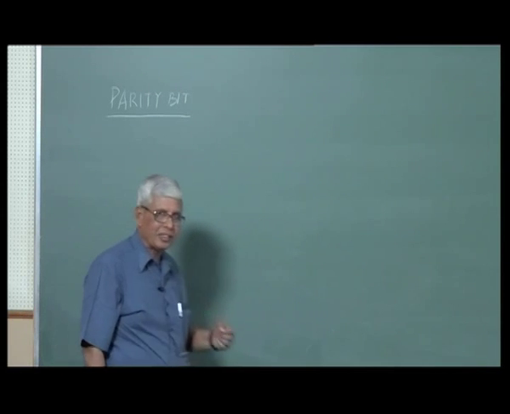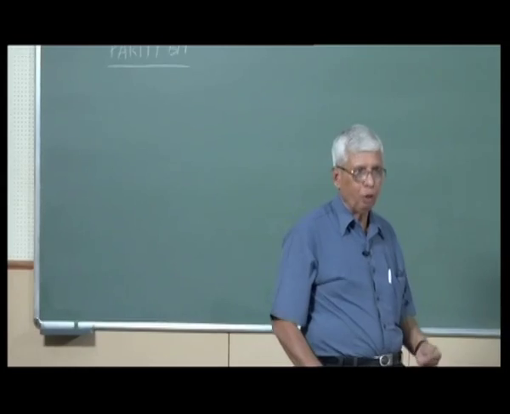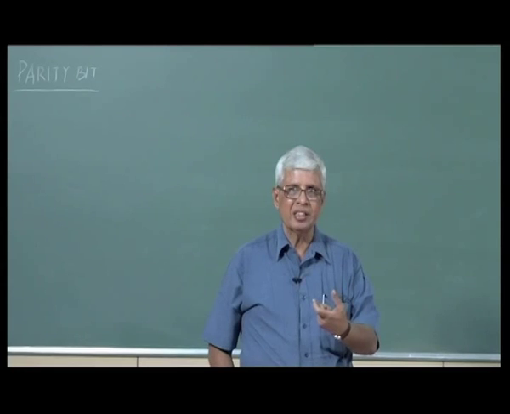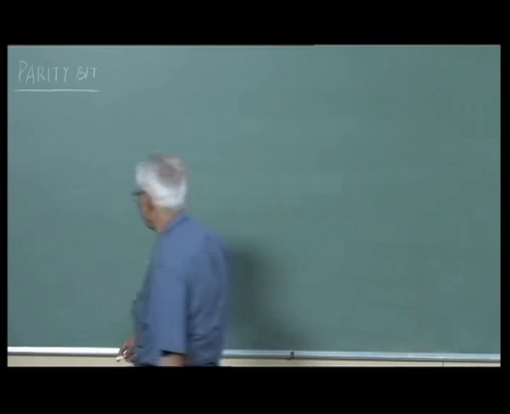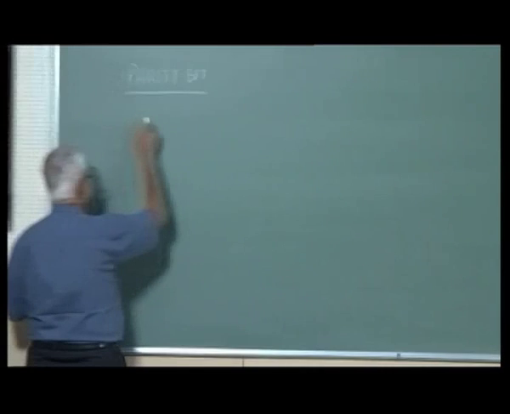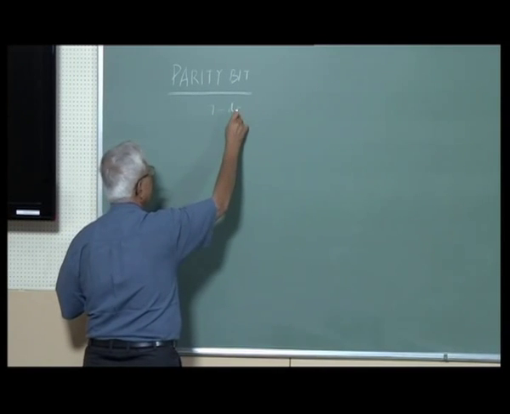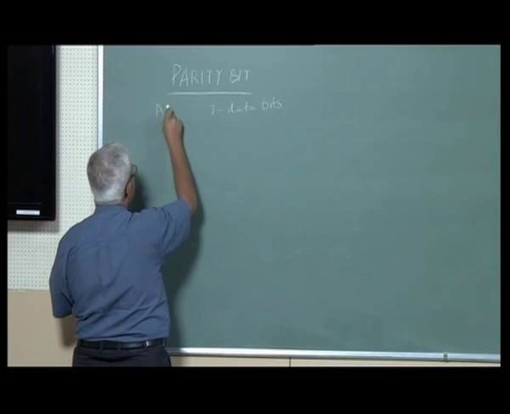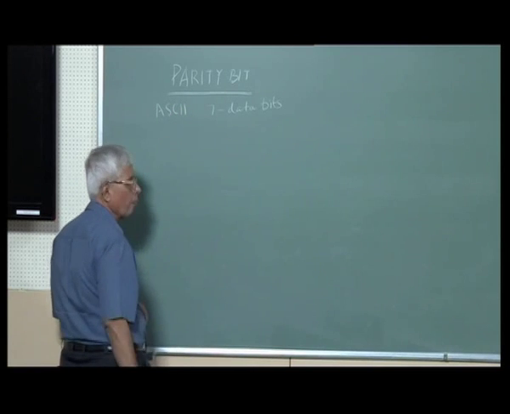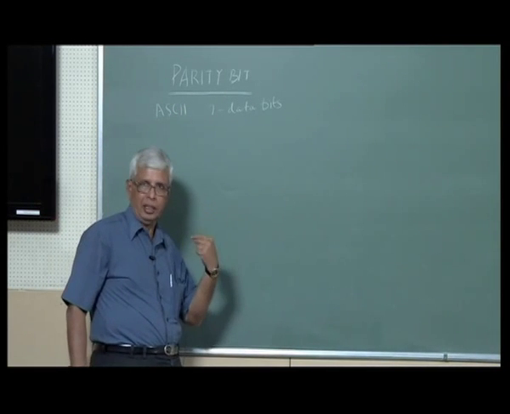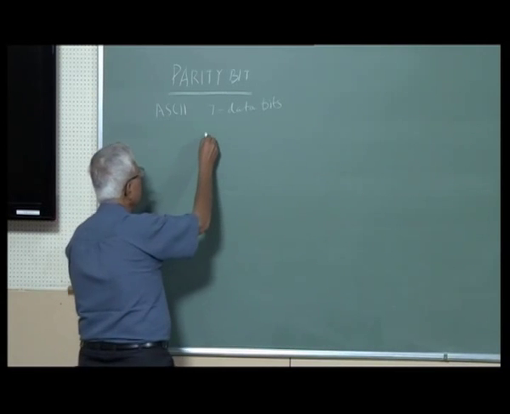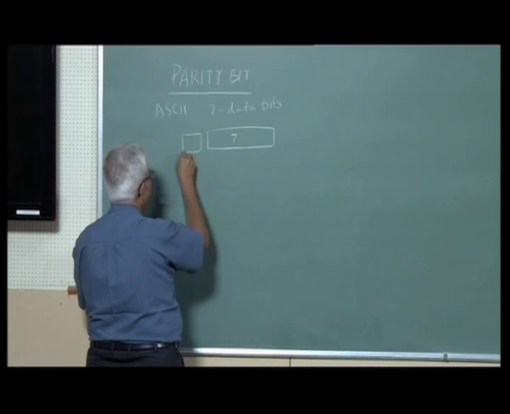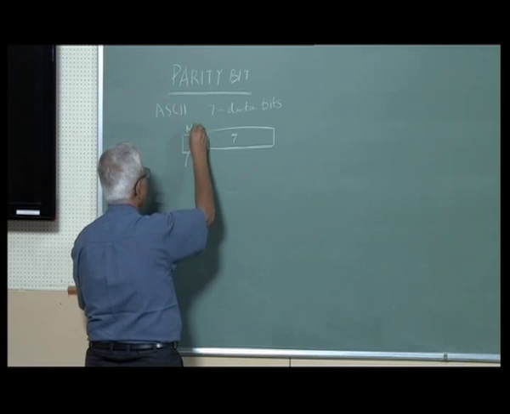We usually add an extra bit to the data. Data can be 4 bits, 7 bits, however many bits, it doesn't matter, the number of bits in the data string. Let us say ASCII has 7 data bits. Now we will add an 8th bit, the MSB. This will be 7 bits, and this MSB will be the parity bit, the most significant bit.